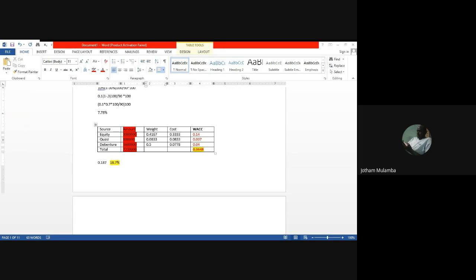So on this particular one, as I was saying, it has at least four sources: ordinary share capital, retained earnings, preference share capital, and debenture. So we'll do the calculation, and the required is to calculate the weighted average cost of capital.